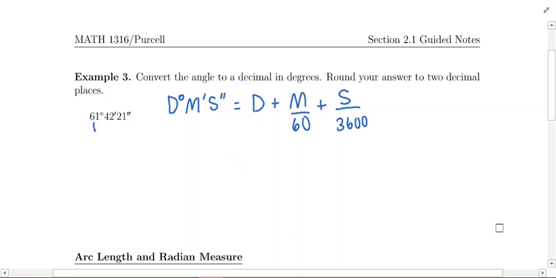When you read this, 61 is your D value. That's the number of degrees. 42 is the number of minutes here. And then 21 is the number of seconds. Okay, so all we need to do is plug this into the formula.